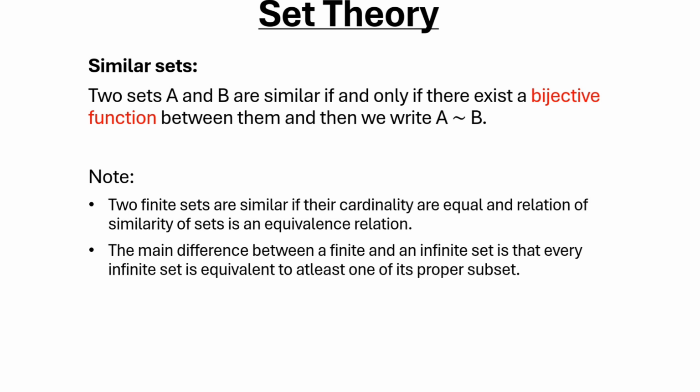Two sets A and B are similar if and only if there exists a bijective function between them, and then we write A is similar to B. Note to students, two finite sets are similar if their cardinalities are equal, and the relation of similarity of sets is an equivalence relation. Make sure you know that an equivalence relation is a concept which is used to describe a relationship between elements of a set that groups them into equivalence classes based on a certain criteria.